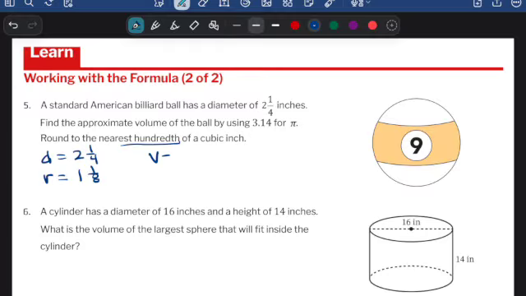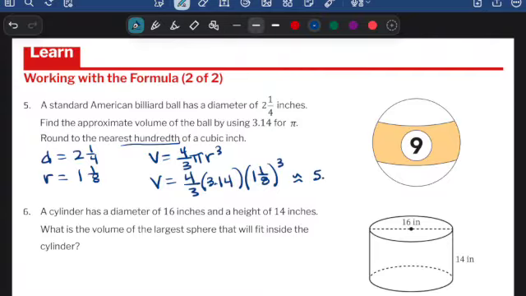Let's start with writing the formula for volume of a sphere. Volume equals 4/3 pi times r cubed. Volume equals, I'm going to substitute what I know. And since I'm going to use 3.14 for pi, I'm going to substitute that in right now. And instead of r, I'm going to write 1 1/8 cubed. Doing my calculations, this will give me a very long decimal, but an approximate answer to the hundredth would give us 5.96 cubic inches for the volume of our billiard ball.